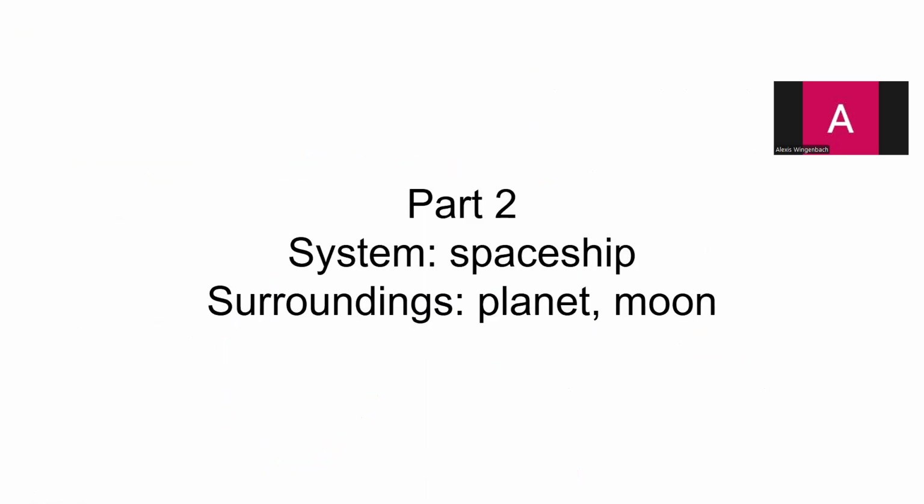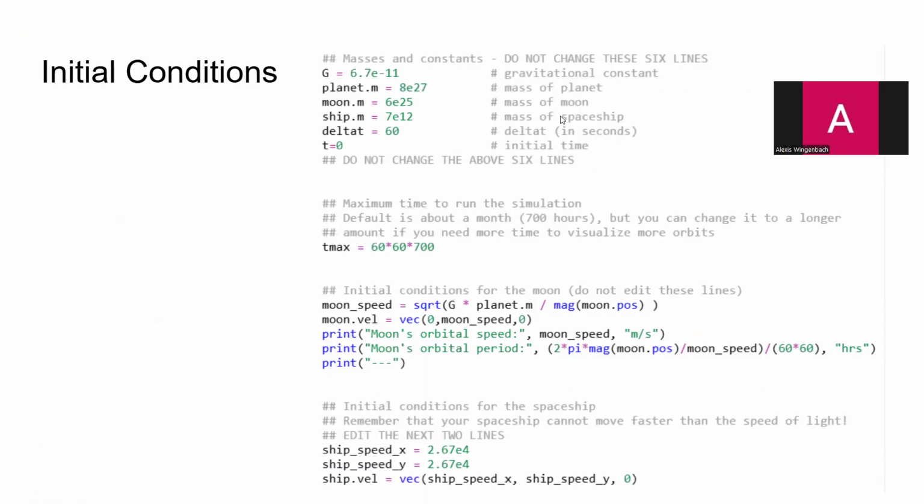Okay, so for part 2, our system is a spaceship, and the surroundings are the planet and the moon. Initial conditions are all given up here. We assume it takes a month, and of the moon, and what we determined.